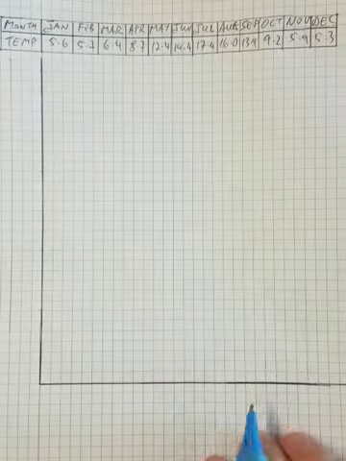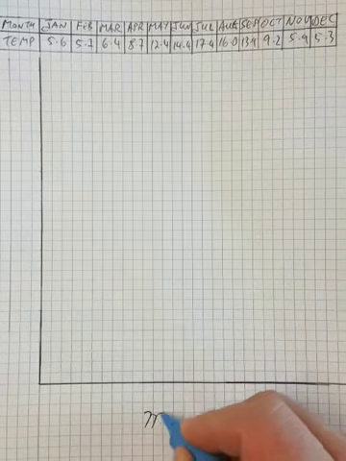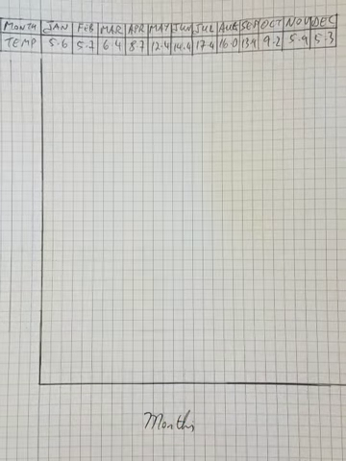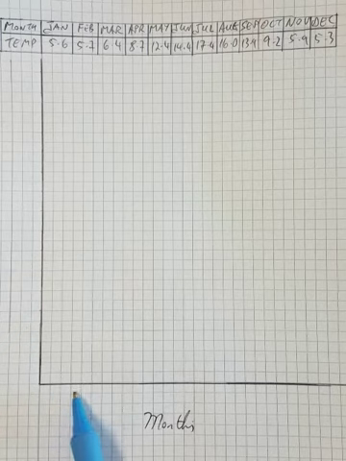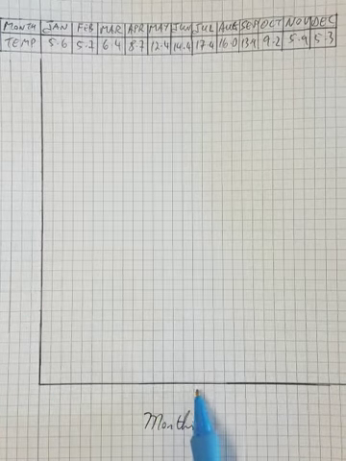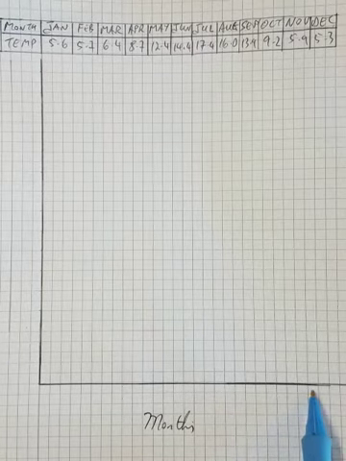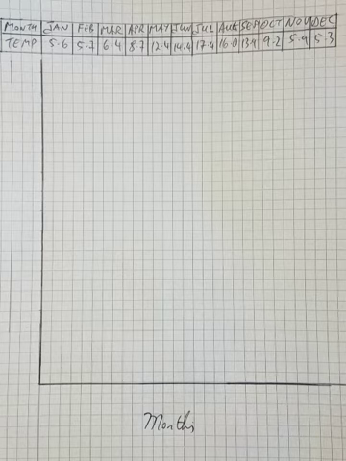On the bottom are our categories, our months. So how many boxes are there? 1, 2, 3, 4, 5, 6, 7, 8, 9, 10, up to 30. Okay, so we'll go every two boxes.